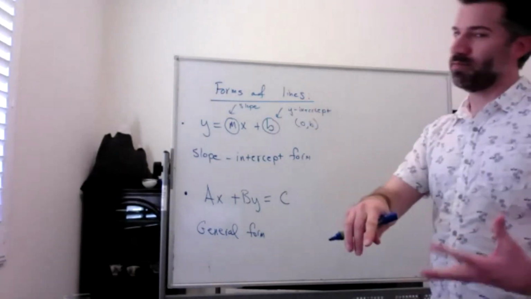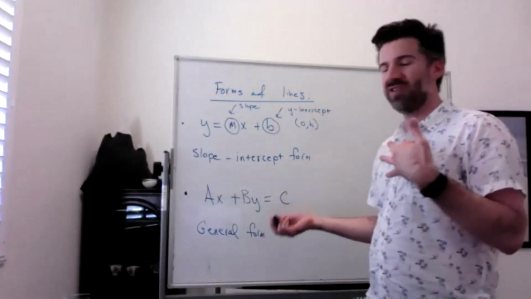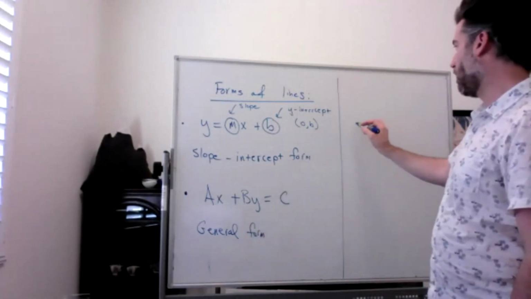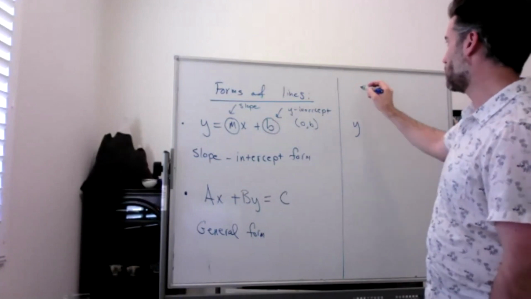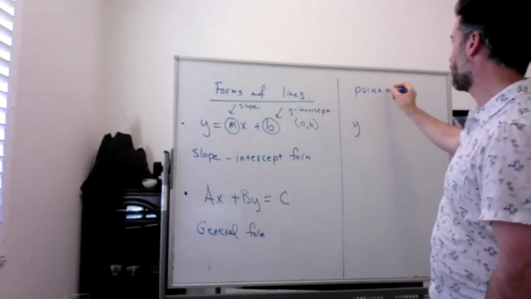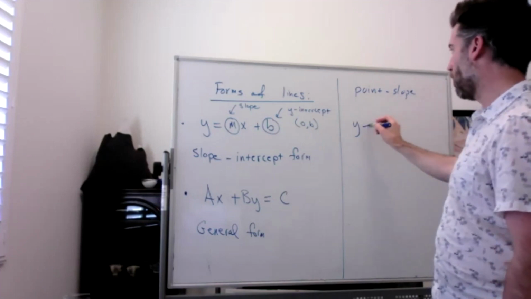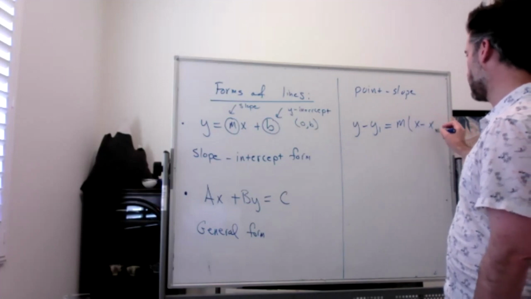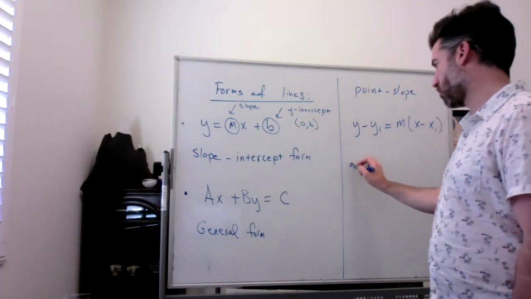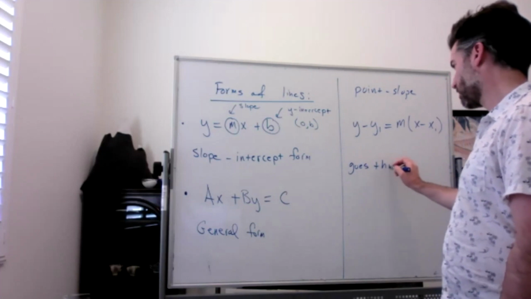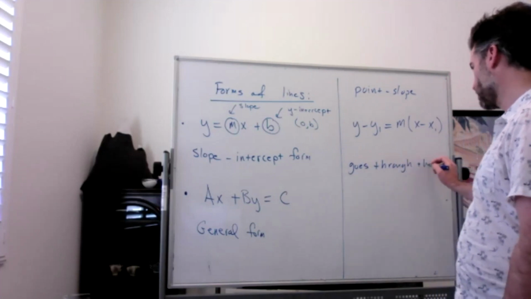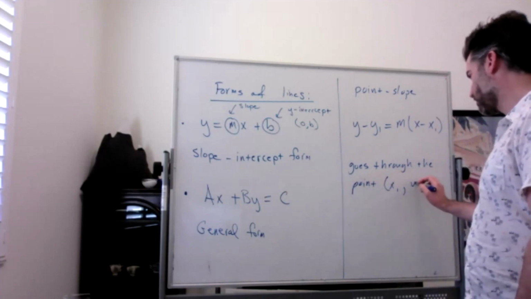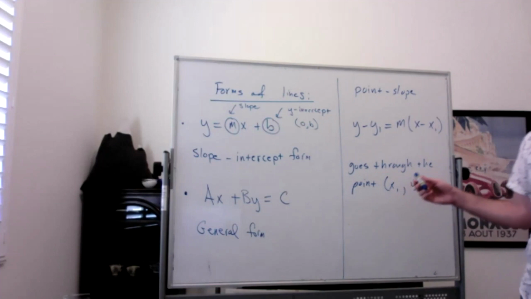So I will mention there is one other form. It's usually not the form we write the line in, but you can also write a line in the form which is called the point slope form, which is y minus y1 equal to m times x minus x1, where the line goes through the point x1, y1. This is a very useful form.